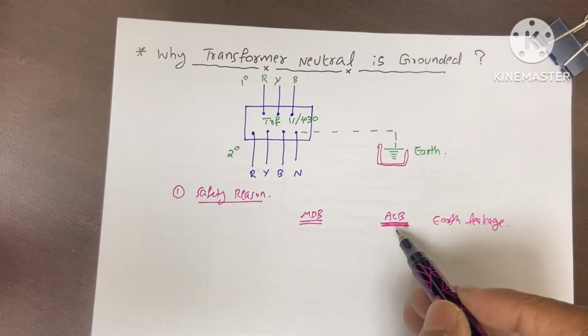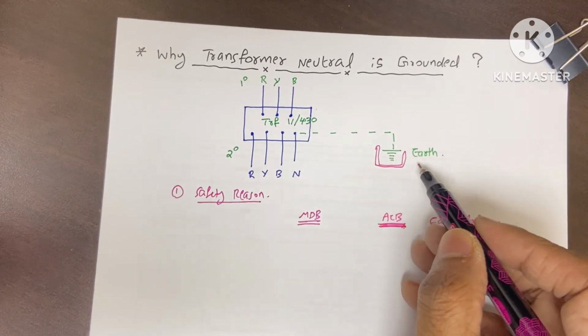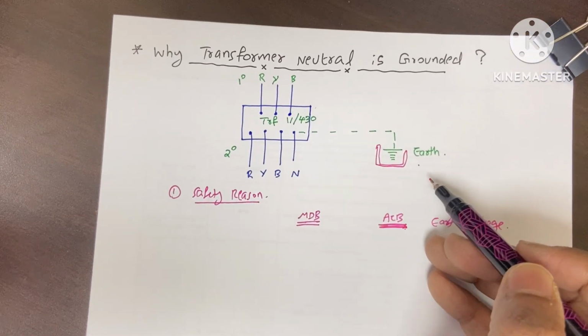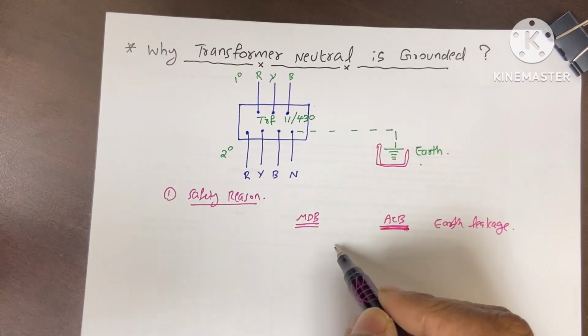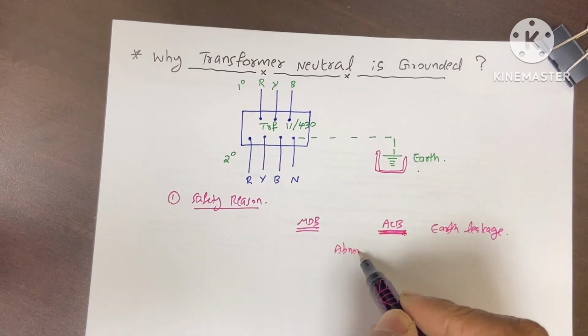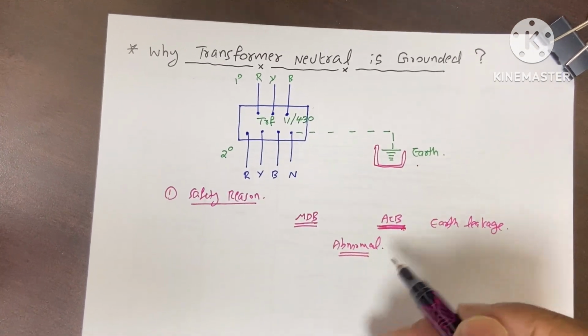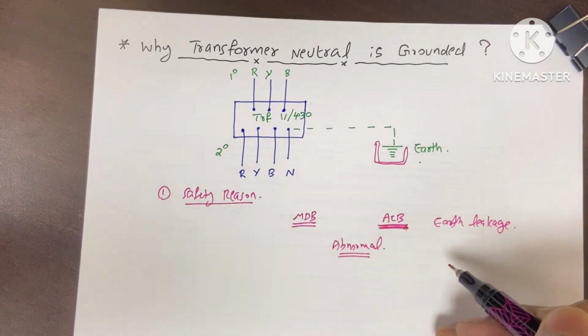So how does this ACB trip? It is only because our neutral is earthed. Suppose our neutral is not earthed, then what would happen? An abnormal voltage would rise on our system, and if anybody touches any metal body, he would get a nasty shock.